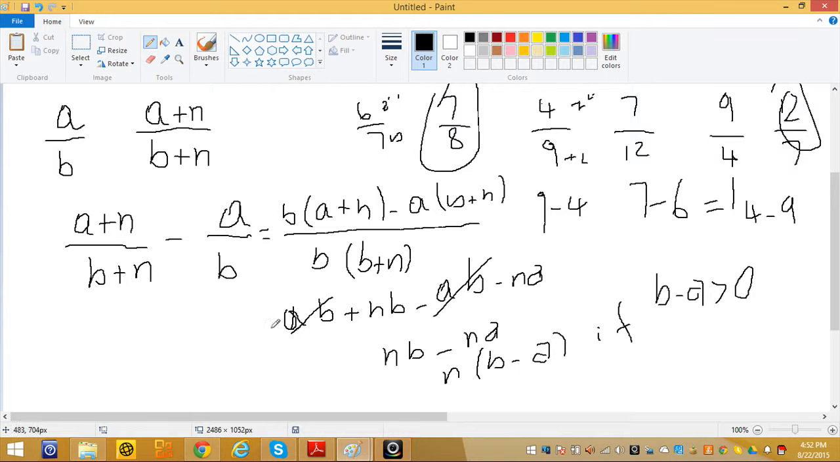Okay, that's the way to go. So that's a really fast tip if you want to compare two fractions, in the case that you add the same number to the numerator and to the denominator.